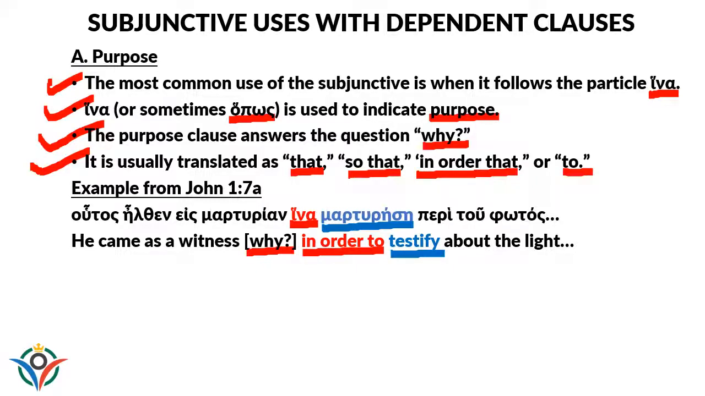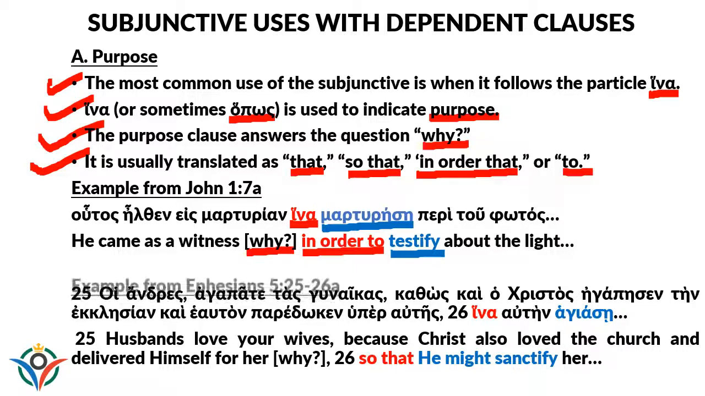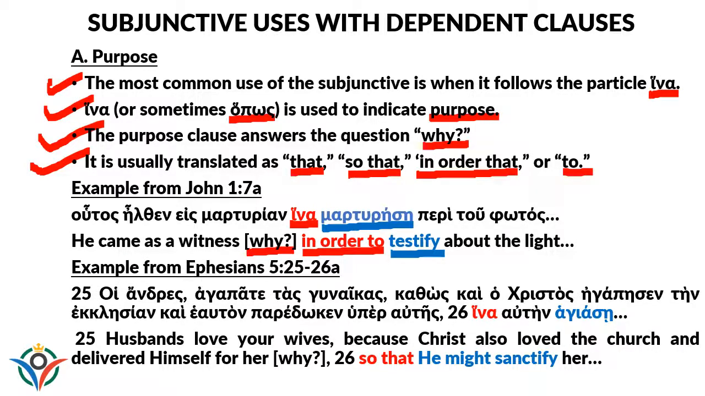Let's do one more example together. This one comes from Ephesians 5:25-26. Paul writes there, Hoi andres agapate tas gunaikas kathos kai ho Christos egapesen ten ekklesian kai heauton paredoken huper autes. So we translate verse 25 as, husbands, love your wives, as Christ also loved the church and delivered himself for her.